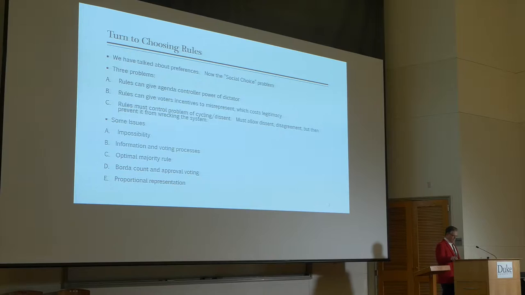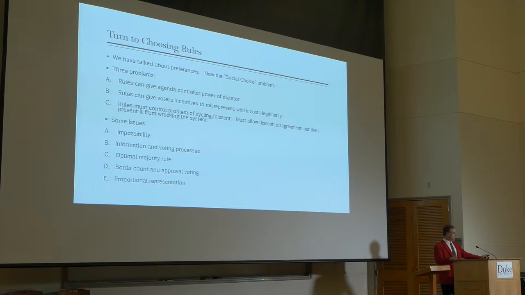We're going to talk about the social choice problem, and there's three problems. One, as we've already established, rules can give the agenda controller the power of a dictator. If I can choose the sequence of votes, I can choose the outcome, but that doesn't seem very democratic. Second, rules give voters incentives to misrepresent, which harms the legitimacy of the process. Since they systematically misrepresent their preference as a way of trying to solve the problem of agenda control, people have the sense that the system isn't honest. And third, rules have to control the problem of cycling and dissent. They have to allow dissent and disagreement, but then prevent it from wrecking the system.